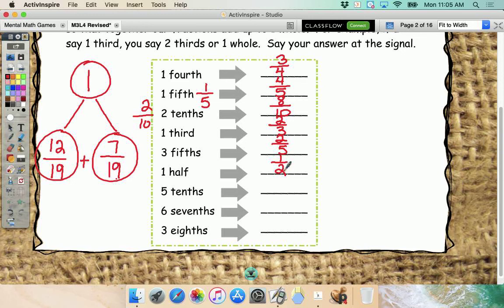Wait. Well, what do I add to 5/10 to get 1 whole? Table 4. 5/10. How else can I write that? 1/2. Okay, good. All right, 6/7. How about table 2? 1/7. Okay. And table 5. What's the last one? 5/8. Is there another one we can simplify?